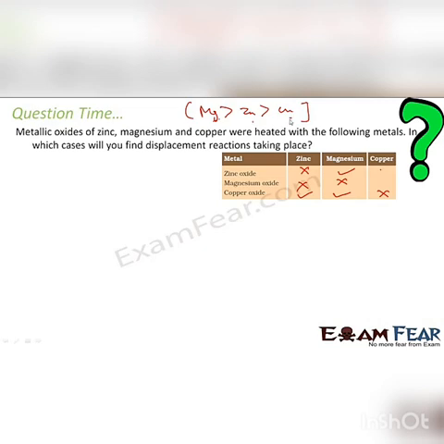Will copper displace zinc? Copper is weaker than zinc. No. Will copper displace magnesium? No. So this is my solution. Very simple. You just need to know the reactivity order.